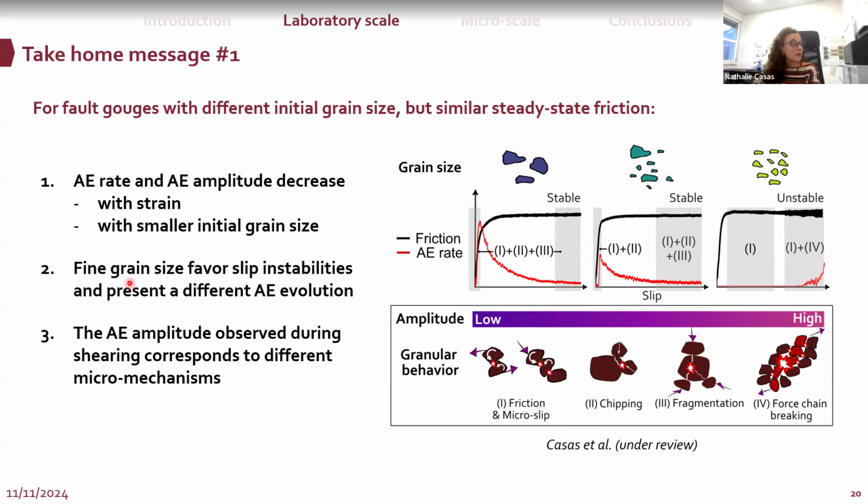We also confirmed that the fine grain size favors slip instabilities, as we know from the literature, and they also present indeed a very different acoustic emission evolution. So we can clearly distinguish a stable experiment from an unstable one just by looking at this acoustic emission pattern. And finally, the acoustic emission amplitude observed during shearing can correspond to different micromechanisms that are useful to understand where we are in the fault shearing.